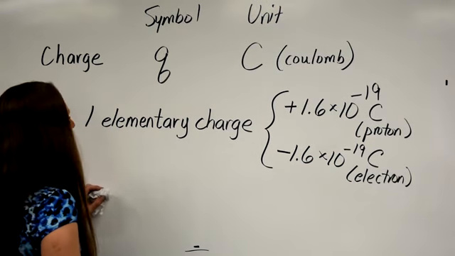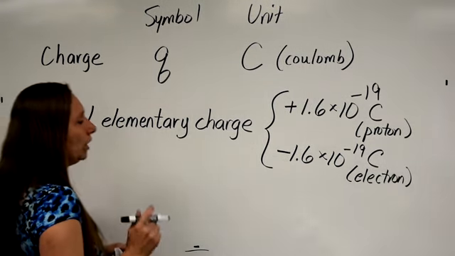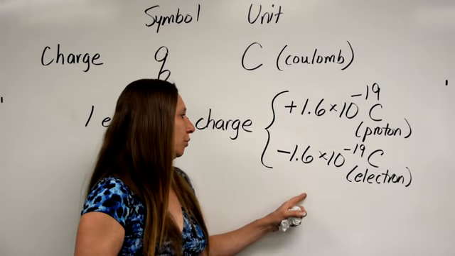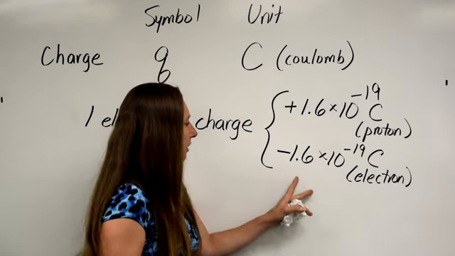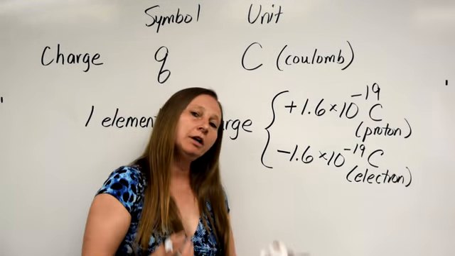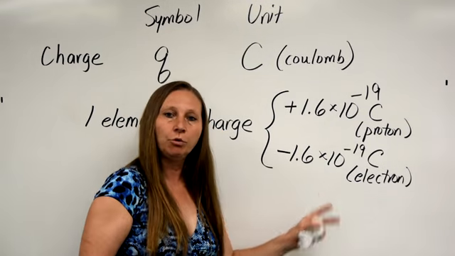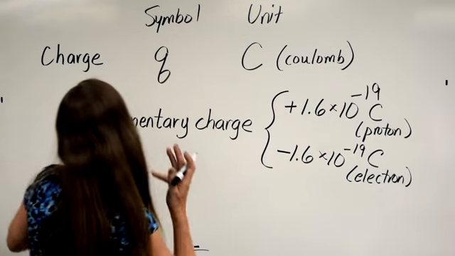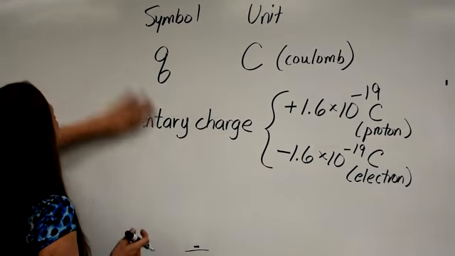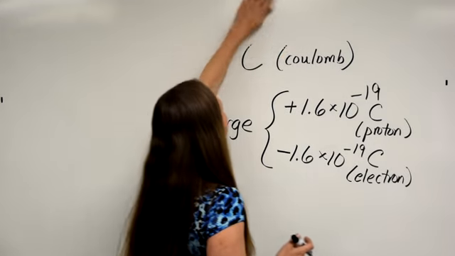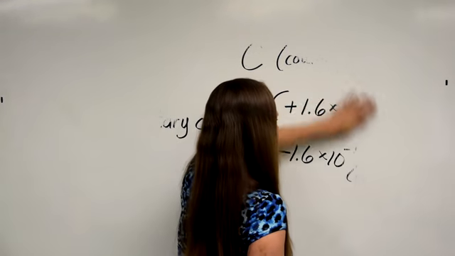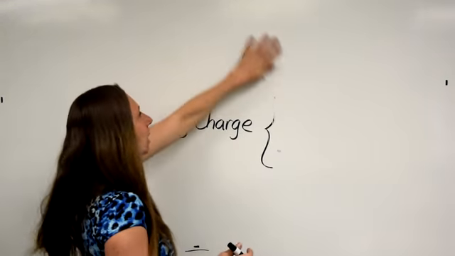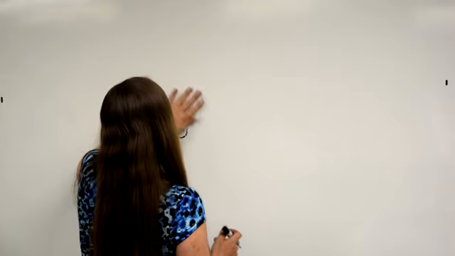I digress. Now, what I'm going to focus on in this section, of course, is the electron. Because we're talking about electricity, it's electrons that are moving, it's electrons that we're talking about. So what we're going to be focusing on is the fact that every electron has a charge of negative 1.6 times 10 to the negative 19 coulombs.